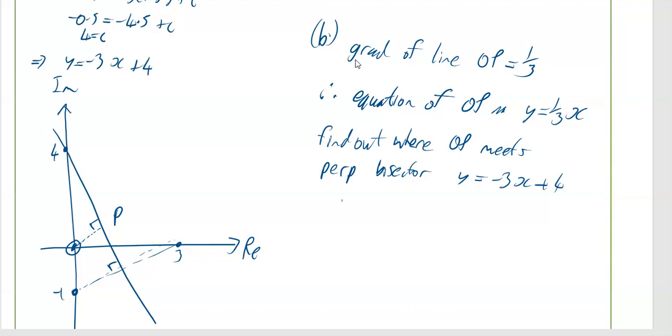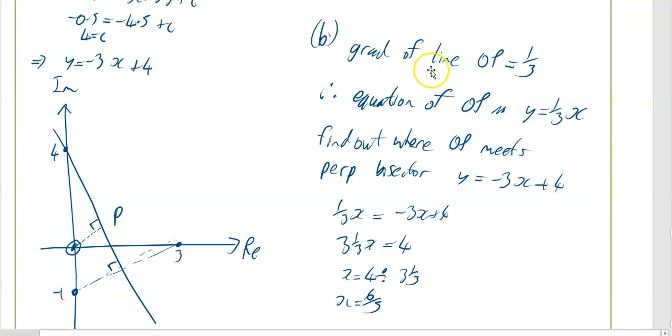So it's a nice easy bit of mathematics now. You've just put the two things equal. So 1/3 x is equal to minus 3x plus 4, which means 3 1/3 x is equal to 4. And then x is equal to 4 divided by 3 1/3. I would just do that on my calculator, and that gives me 6/5.